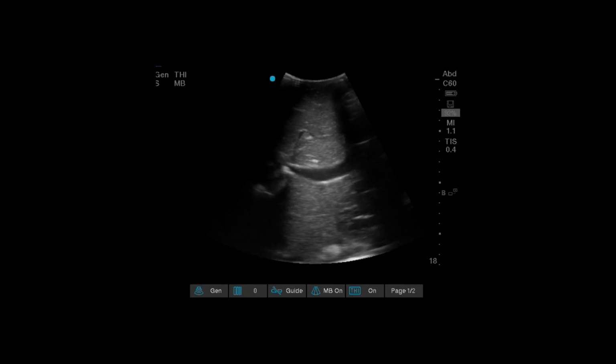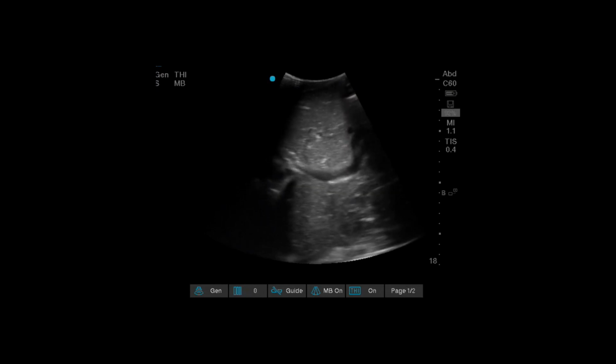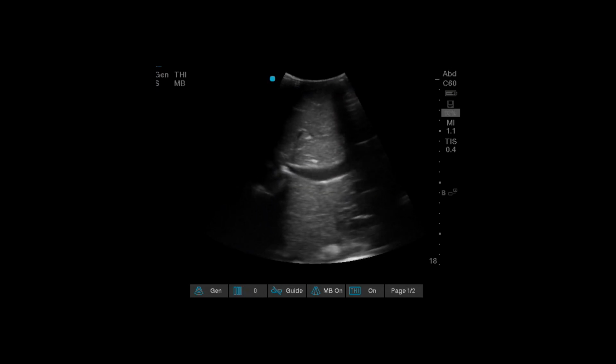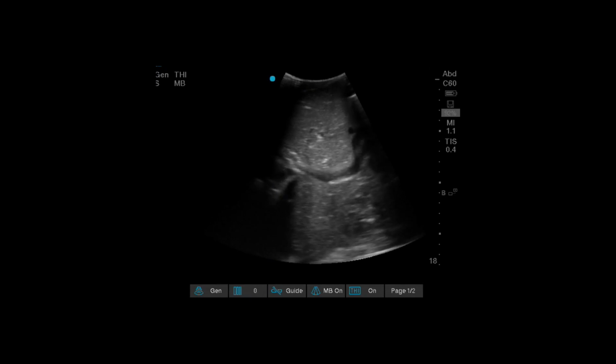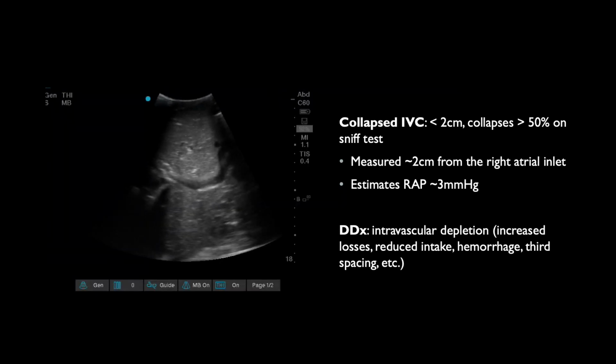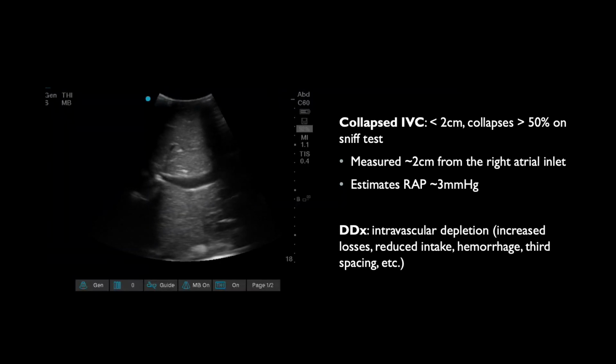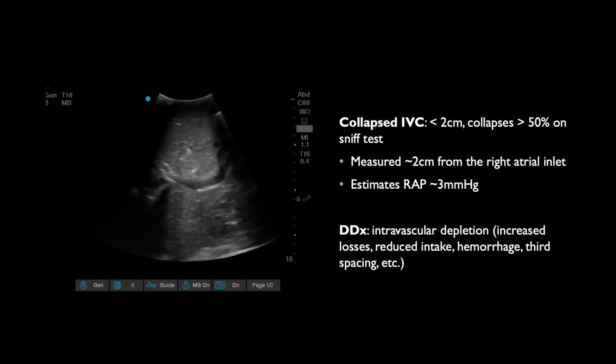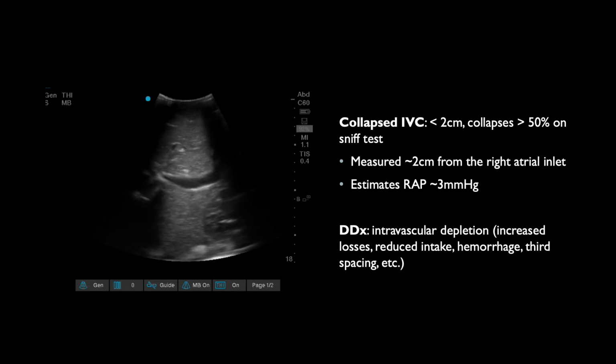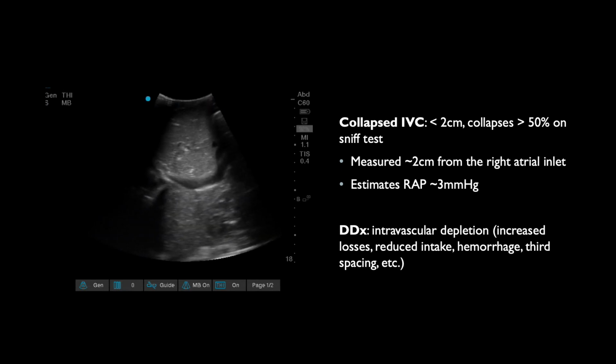Next, we look at the patient's IVC, which here doesn't look quite as plump as our last patient. In fact, this IVC looks quite collapsed. Given that the IVC drains into the right atrium, a collapsed IVC estimates a low to normal right atrial pressure at approximately 3 millimeters of mercury.